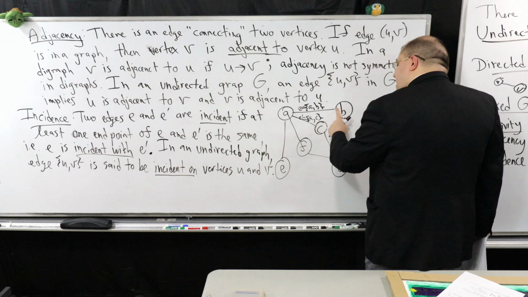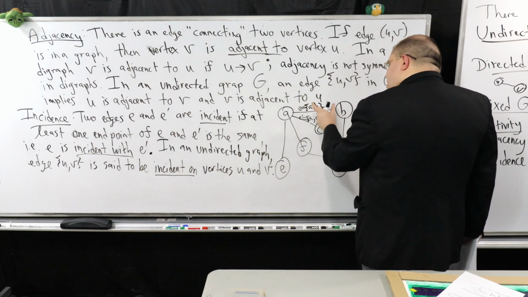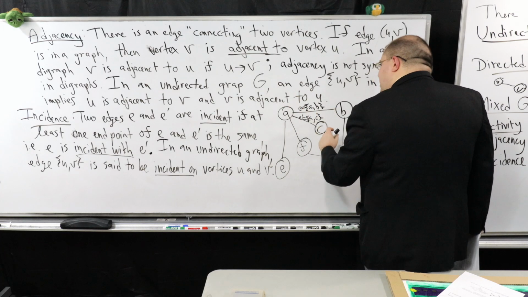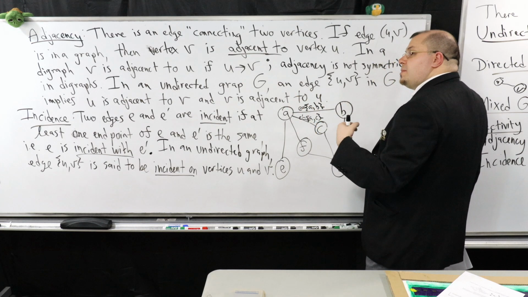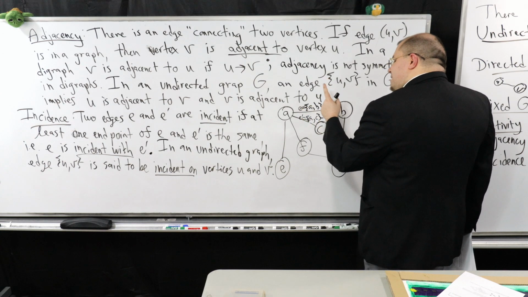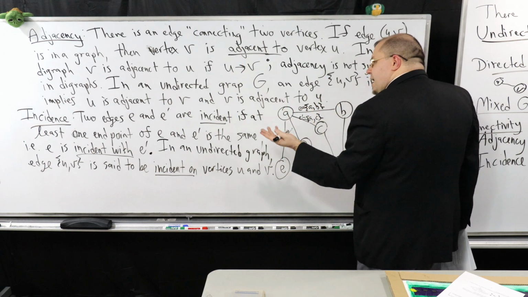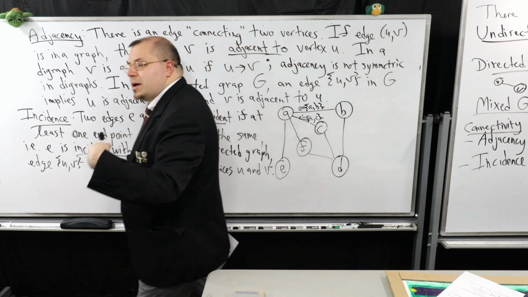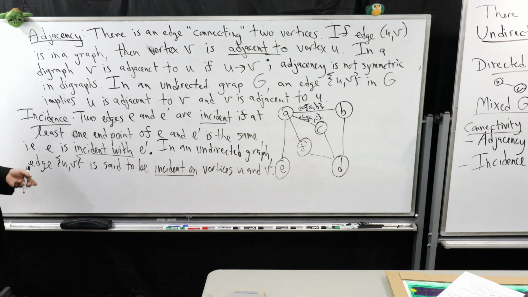Just like this edge here, I would say that this edge E is incident on A and B. I can always talk about just a singular vertex too: if I give you edge E, I could say this edge E is incident on A, for example. It's a way I could talk about one of the endpoints or both endpoints in relation to the edge.